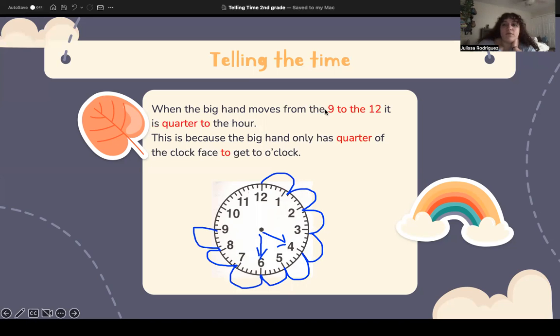When the big hand moves from the 9 to the 12, it is a quarter to the hour. So here we go. We're going to count by fives all the way around to get to 9. So 5, 10, 15, 20, 25, 30, 35, 40, 45. And this is considered quarter to the hour, right? When the long hand is on the 9. This is because the big hand only has a quarter of the clock face to get to o'clock again, to a new hour of the next hour of the day.